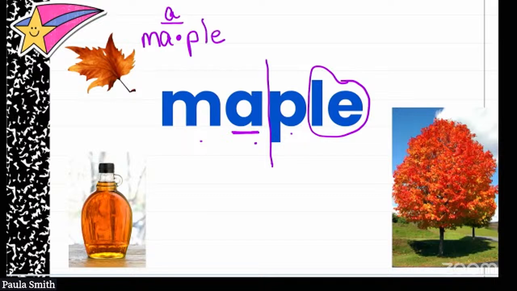Notice that I held that ul sound while I wrote both of those letters. You'll want to do that too, because whenever you have 2 letters that make 1 sound, we want to try to put as many of our senses together, working on remembering those 2 together. Now, you can't do that with all sounds because you can't hold all of the sounds. Like you can't hold a t sound or a k sound. But whenever you can, you want to try and do that. All right, so we are done with maple. We're going to move on.